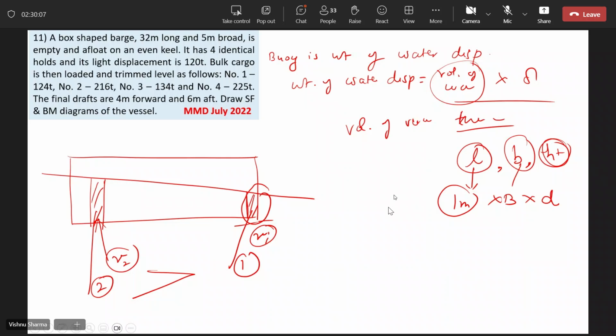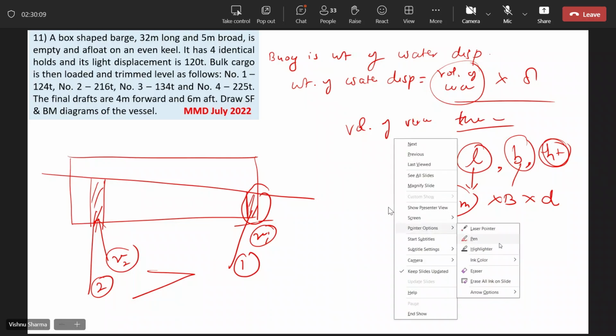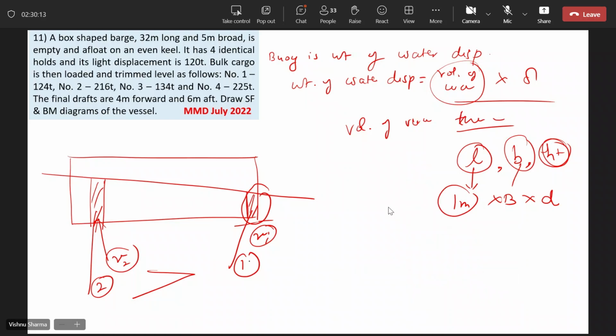So in this diagram, what factor will be causing the buoyancy to change? Why is buoyancy per meter at 1 less than buoyancy per meter at 2? What is the difference? The difference is the draft at the 2 points. Understood, class? Like in the case of cargo, it was the height of the cargo. In the case of buoyancy, it is the draft of the vessel, right? Understood?